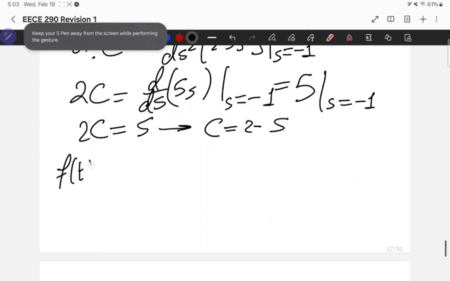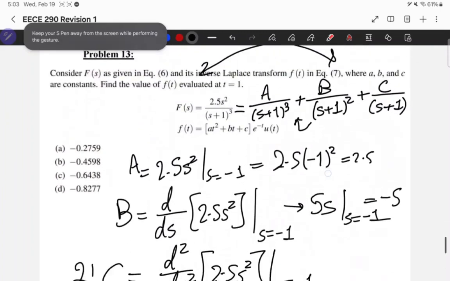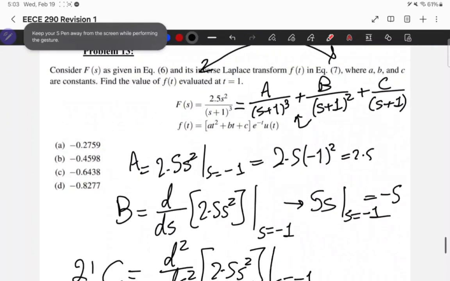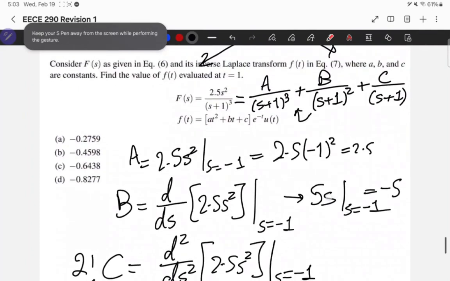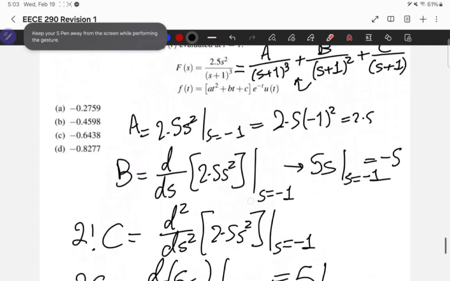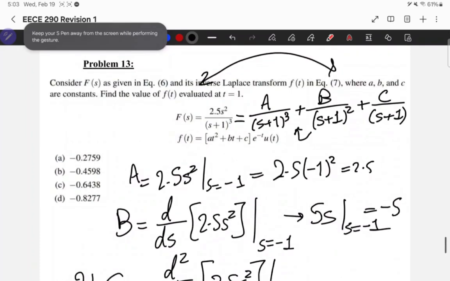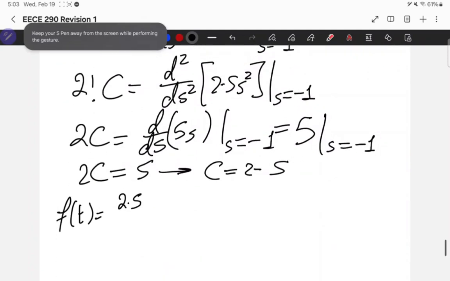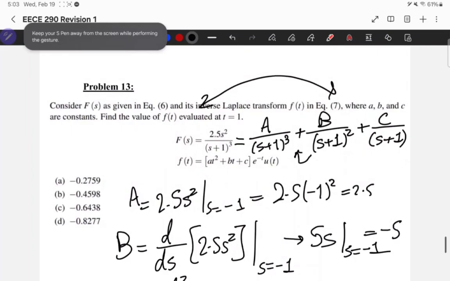So my f of t is equal to a over (s plus 1) to the power of 3, but I know that a is 2.5, so 2.5 over (s plus 1) cube. Now I will ignore the 1 because it's shifting, so I multiply by an exponential minus t, because I shift 1 unit. Now I have s cube.